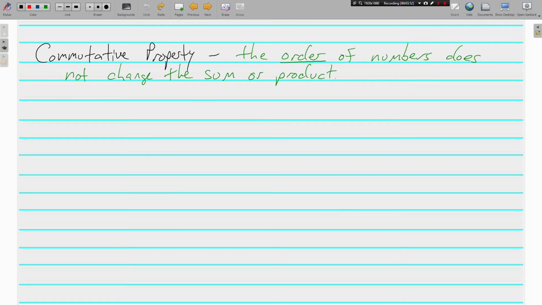The next property is the commutative property. This is where the order of numbers does not change the sum or the product. So again, we're only talking about adding problems, and we're only talking about multiplying problems. Look. 4 plus 5 is how much? Oh, very good. You're so smart. If I change the order, and I do 5 plus 4, it's still 9. When you're adding, changing the order doesn't change the answer.